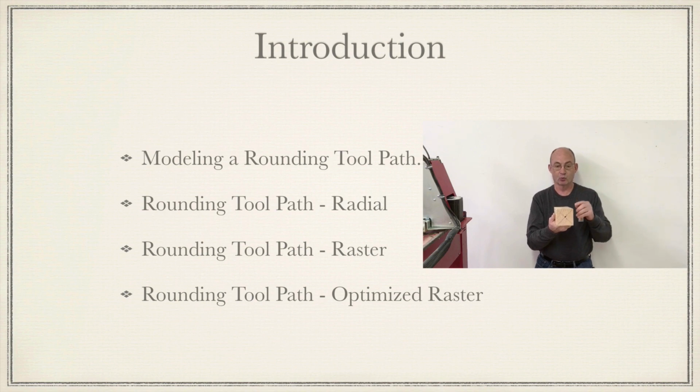One of them is radial. That will be making cuts in this direction. The other one is raster. Raster will be making cuts in this direction. And then the third one is an optimized raster. Optimized raster is going to realize that this is square stock, and we're going to cut the corners off first, and then we'll come down and make the final cut to get to the diameter that we wanted.